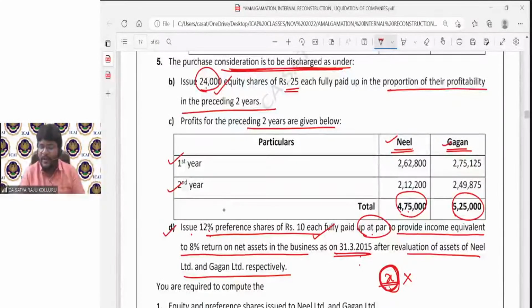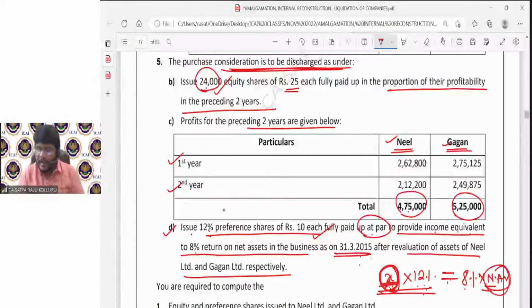That means if you multiply the face value into 12%, which is the income, it is equal to 8% return on net assets. Net assets is nothing but NAV. If you calculate the NAV and apply the 8%, it is equal to face value of the preference shares into 12%. Then we need to calculate that X. Then we will know easily how much face value of preference shares is issued by the purchasing company to the selling company.